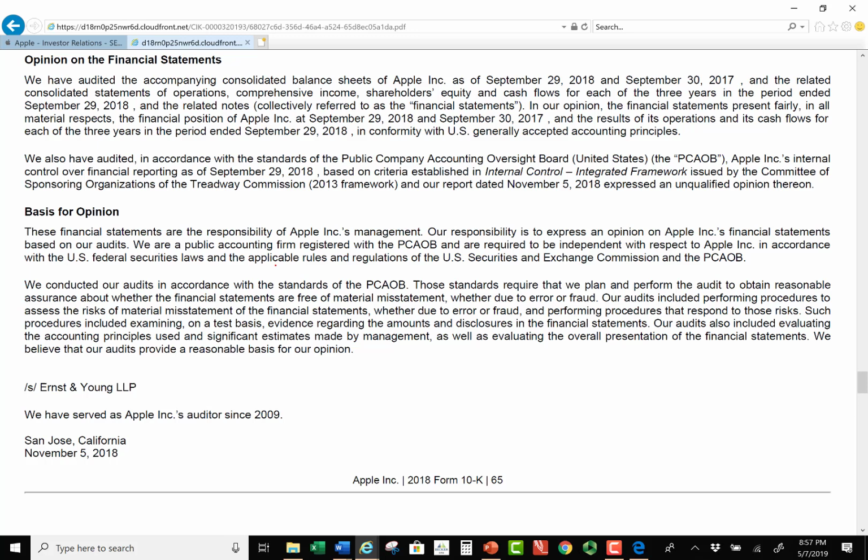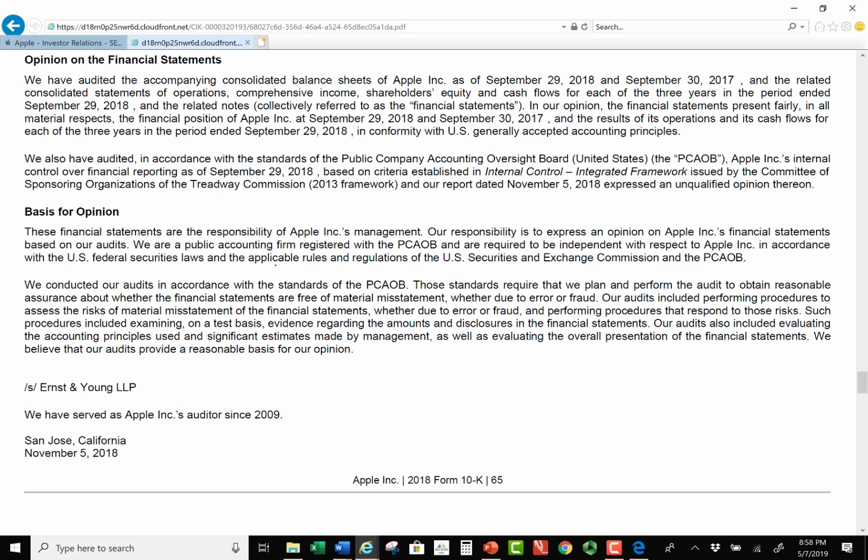So for the most part, we'll learn the AICPA requirements, and then we'll sprinkle on top of that what the PCAOB specific requirements are. For example, providing an opinion on the internal control. If you're auditing a non-public company, you do not have to provide that opinion on internal control. That is only under the PCAOB requirements. But we'll talk more about these reports later.